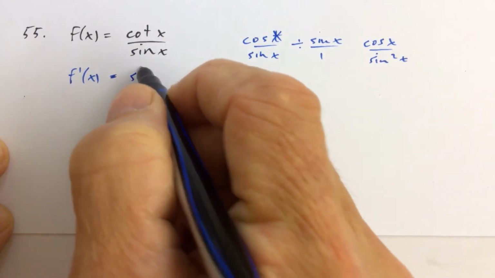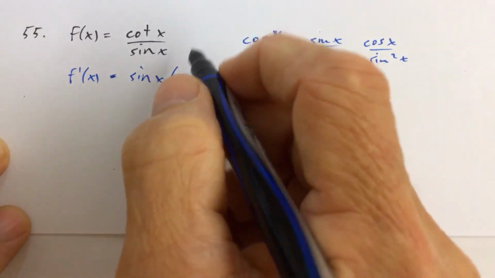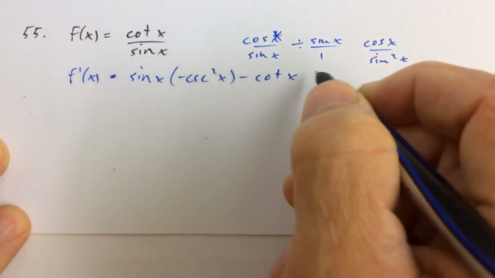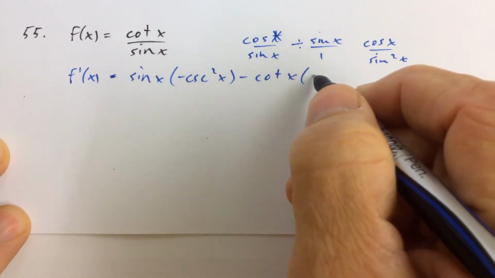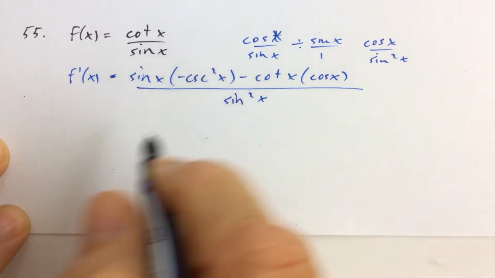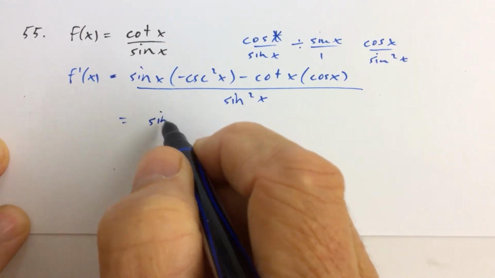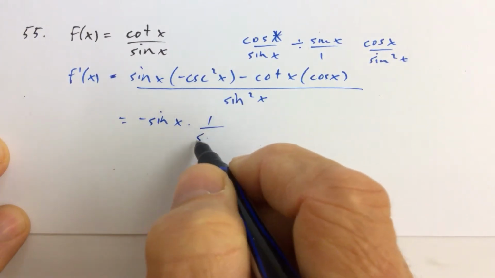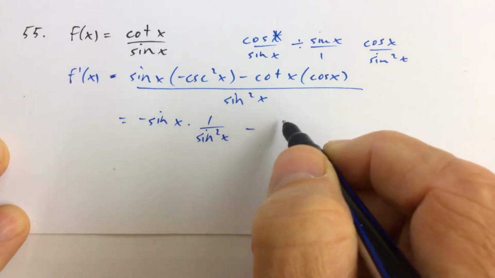Low d high, so sine of x times the derivative of the cotangent. So d high, cotangent, negative cosecant squared, and then minus high, cotangent of x, times the derivative of the denominator, d low. So derivative of sine of x is cosine of x, all over sine squared of x. And here we have sine of x, so we have negative sine of x times cosecant squared, which is 1 over sine squared of x, minus cotangent, which is cosine over sine, times cosine.